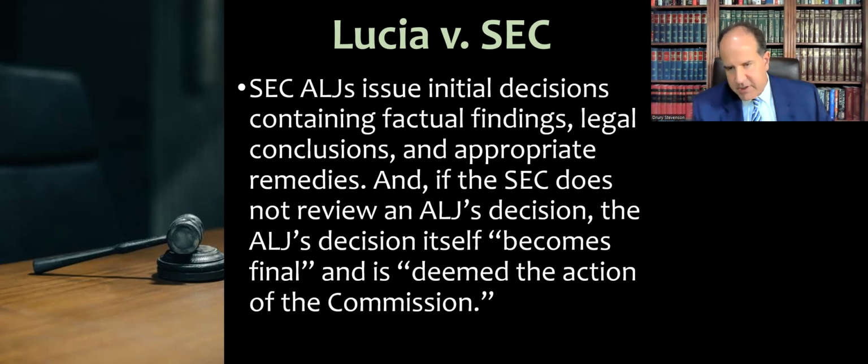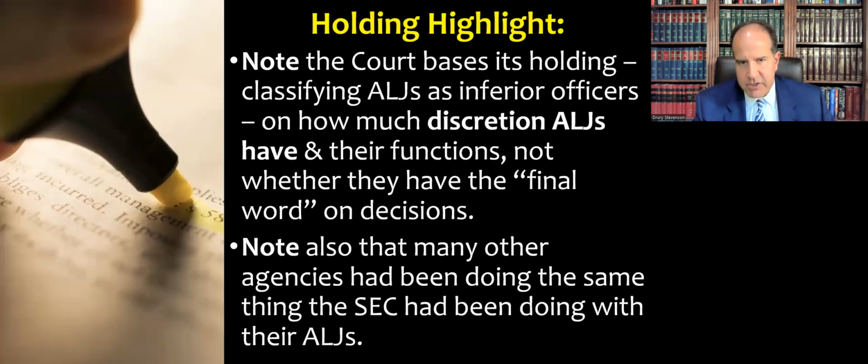So I hope you can see that this was the wrinkle or the ambiguity in the case going into the Supreme Court: are these final decisions by the ALJ or not? Because when the ALJ first issues the decision, it's not final. The SEC could still reverse it. But at some point, if the SEC doesn't do anything, it automatically becomes deemed to be the action of the commission.